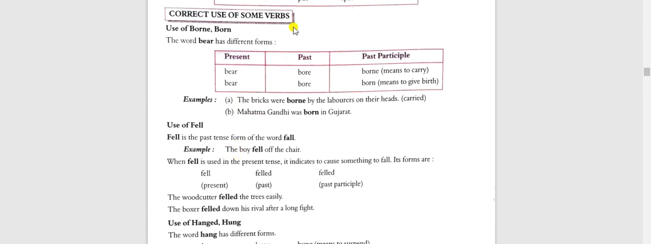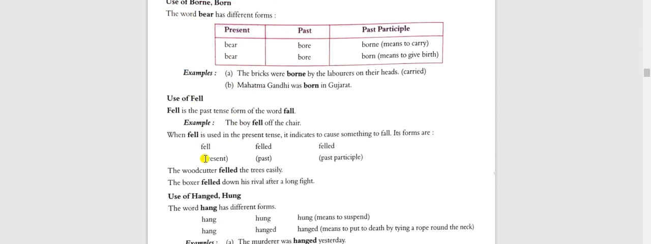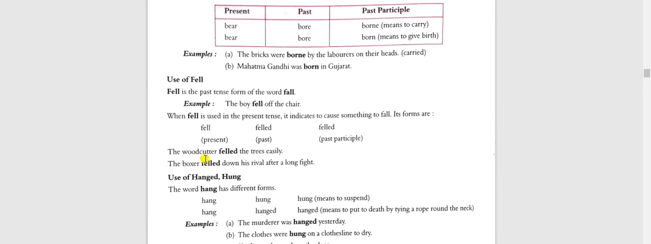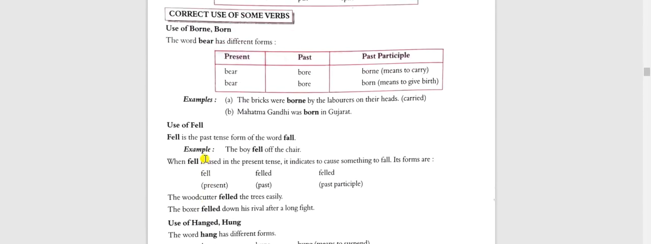And then correct use of some verbs. Now, here comes a long list of the verb forms, right? I am going to explain the first three, and in the same manner you are going to understand the rest of the verb forms, okay? Use of bore, borne, born. The word bear has different forms. Look at the table. Bear, bore, borne means to carry, right? So the next word says bear, bore, born means to give birth to a new being, right?